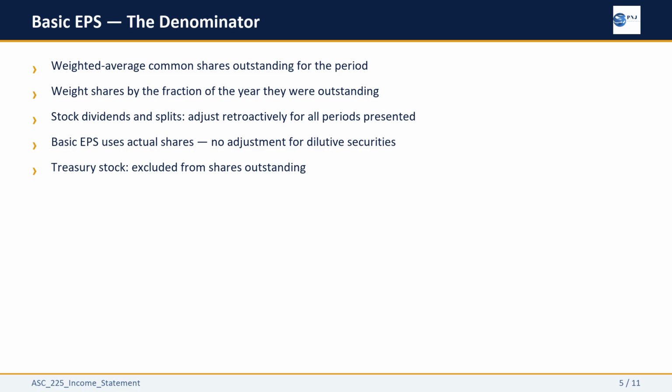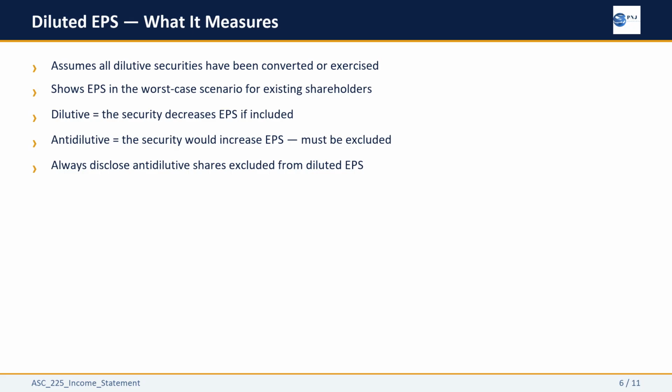That is diluted EPS. Diluted EPS answers a question every shareholder is asking. What would my share of earnings look like if every option holder, every convertible bond holder, and every convertible preferred shareholder converted their securities into common stock today? If that conversion would reduce EPS, the security is dilutive and must be included. If it would actually increase EPS, making things look better than they are, it is antidilutive and must be excluded. Antidilutive shares must still be disclosed in the notes, even though they are excluded from the calculation.